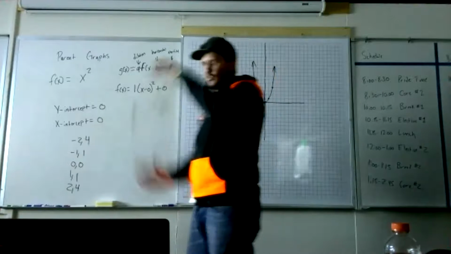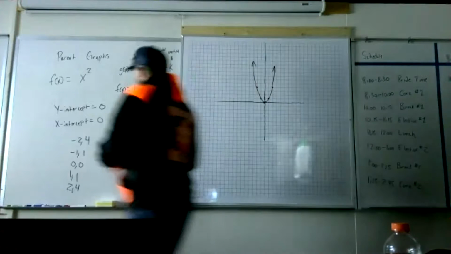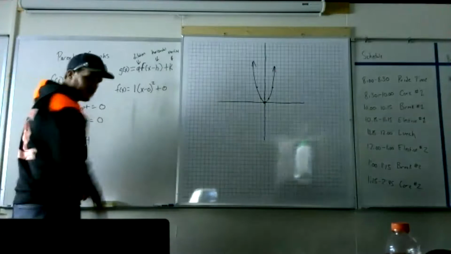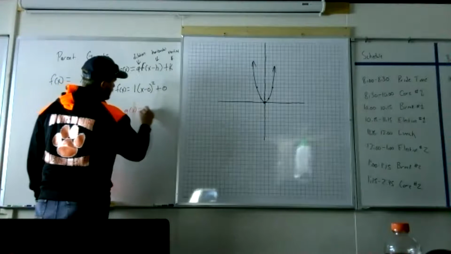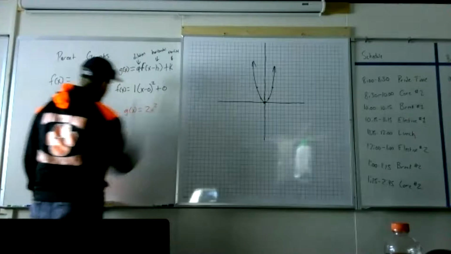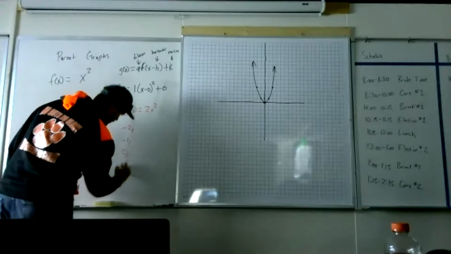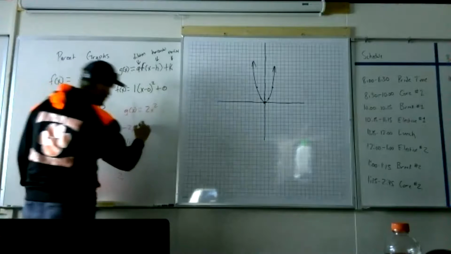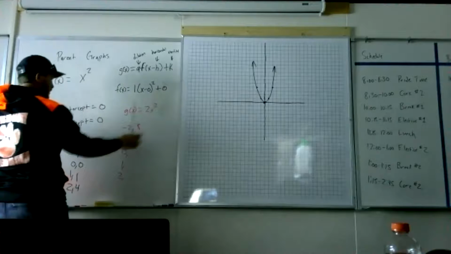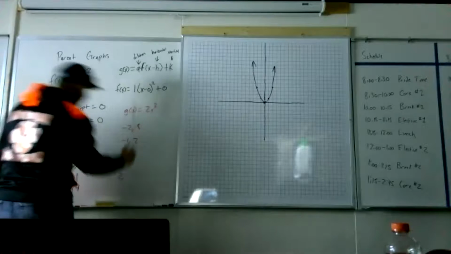Once again, that's what stretches or compresses the graph. Okay, so if we were to compare it to, where did I put that good red marker? If we were to compare it to, call this one g of x, we'll set it equal to 2x squared. And we build the same points. Okay, negative 2 squared is 4 times 2 is going to give you 8. Negative 1 squared is 1 times 2 is going to give you 2. 0 squared is 0 times 2 is still 0.